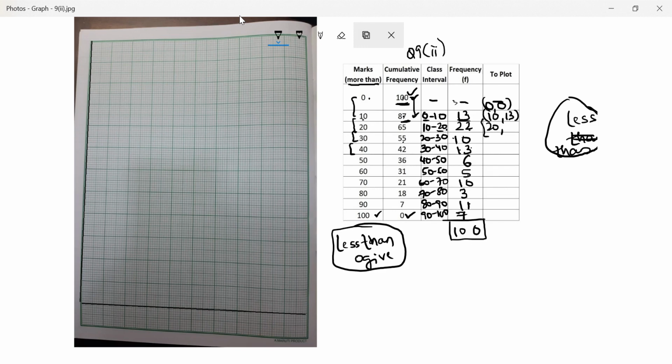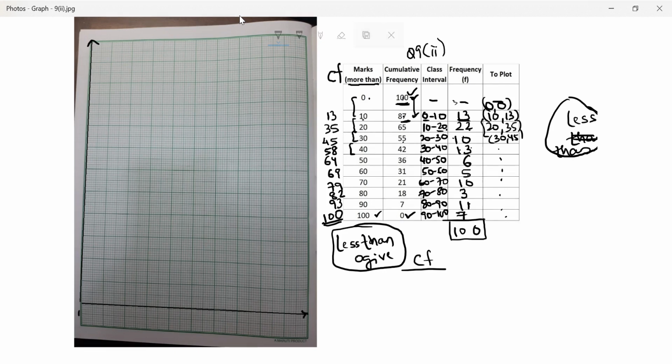No, I will have to create a new cumulative frequency table, which will be 13, 13 plus 22, 35. That will be 45, 58, 64, 69, 79, 82, 93, and 100. This is my cumulative frequency when we're talking about less than ogive, right? So now I'll plot 20 with 35, 30 with 45, and so on. Perfect. I hope you notice that I've corrected my error from the previous graph.